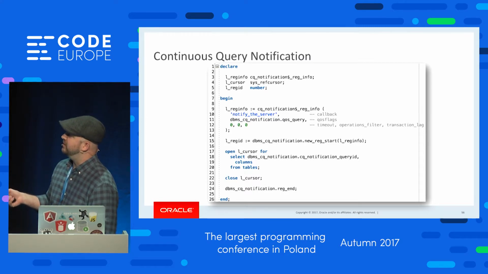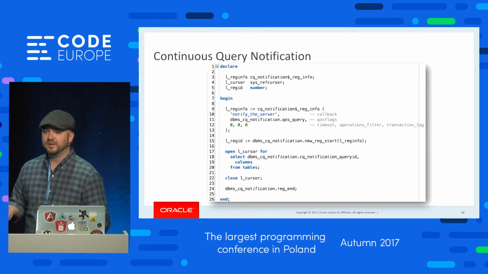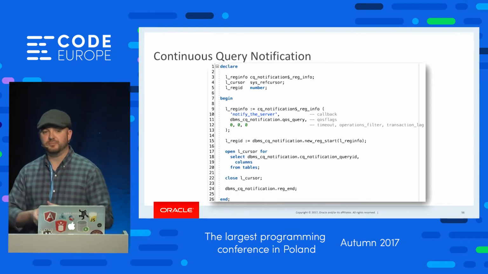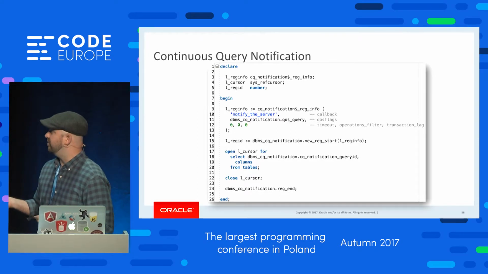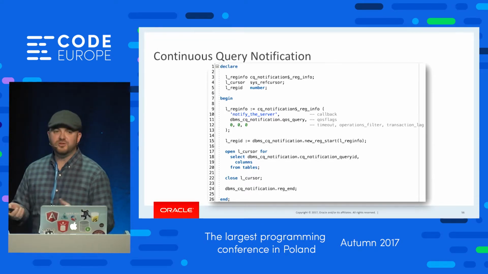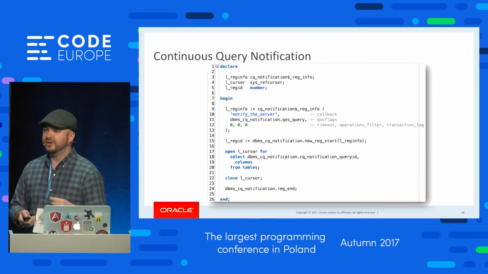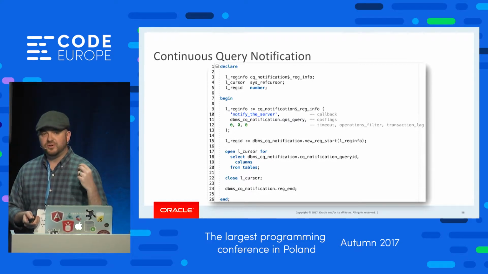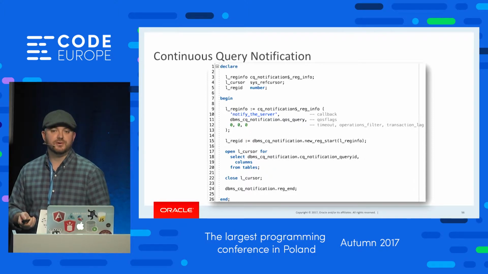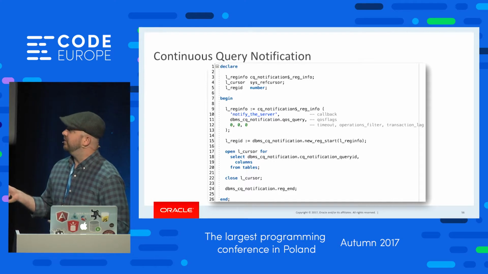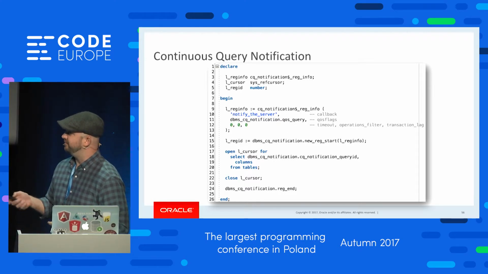But then what I'm doing here is I'm starting a registration, and then I'm opening a cursor. And the cursor is just a select statement. Now, one thing I'm not doing here is executing the query. I'm simply opening the cursor, and you'll see just below, I'm closing the cursor. That's enough just to let Oracle know what the query is. And then what Oracle does once you've closed that, it's going to start looking at the result set of the query, and if a change occurs in the result set, it's then going to invoke this stored procedure on your behalf.